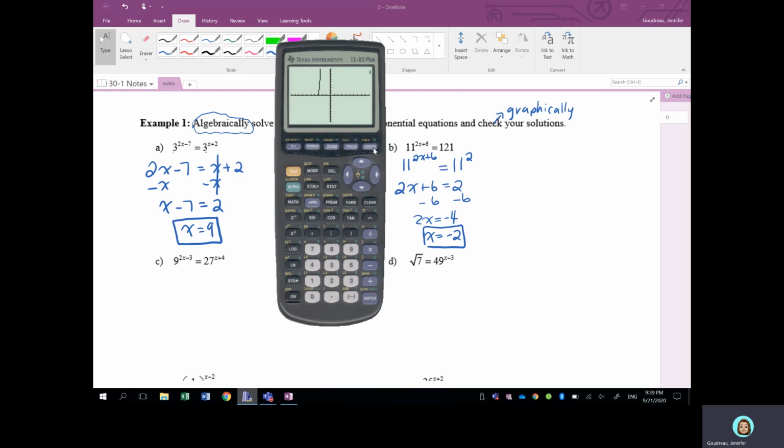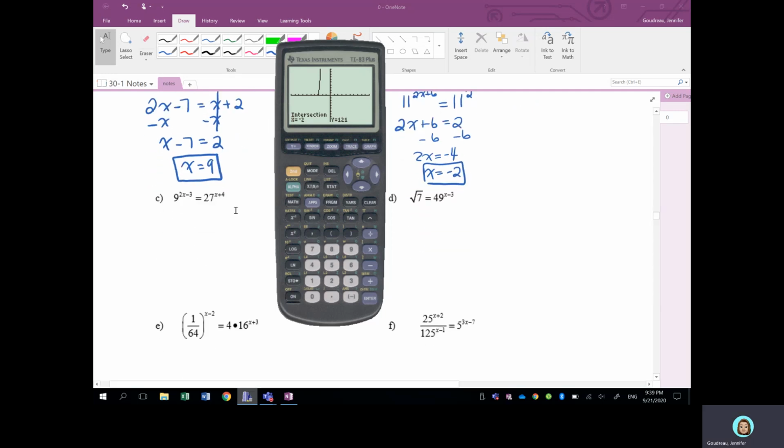Now again, I'm going to have a hard time seeing that intersection point because this is a constant at 121. But let's see if the calculator can find it anyways. Second trace, number 5 for intersect. Enter 3 times. And it can find it. And again, we're going to look at that x value only, x equals -2, which matches our algebraic solution of x equals -2.